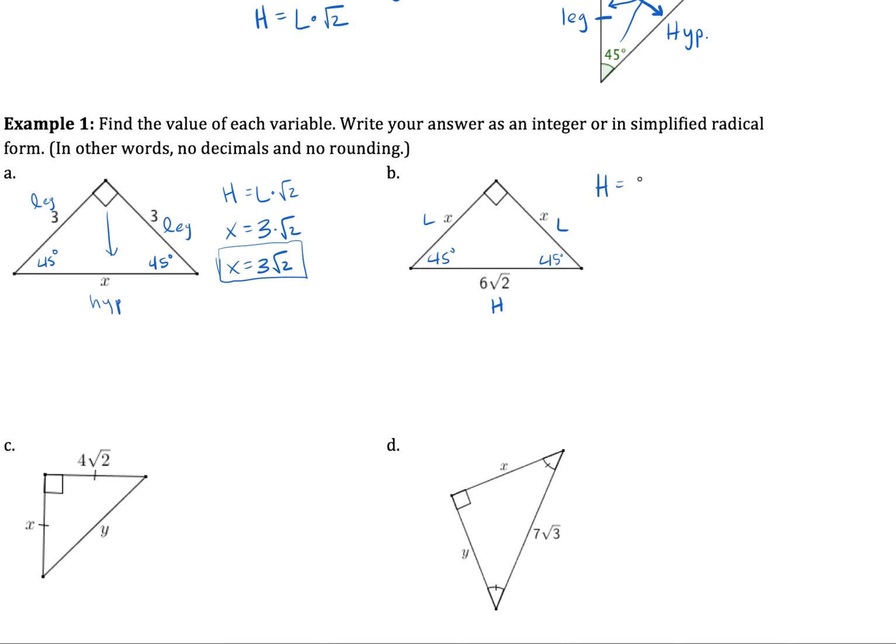So when I start by writing my h equals L times the square root of 2 formula, the next thing I need to do is just put in the values that I'm given in my picture for my h and my L. So h, it tells me, is 6 times the square root of 2, and L is my x in this picture. So now I have 6 times the square root of 2 equals x times the square root of 2.